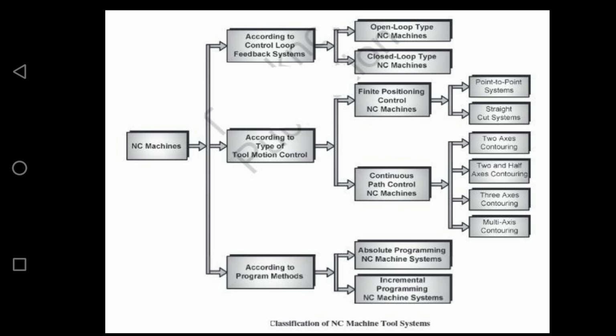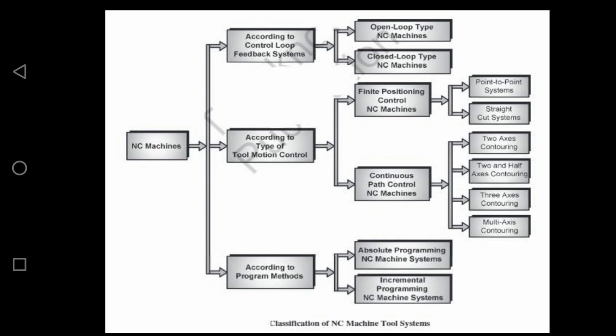The second classification is according to the type of tool motion. For the type of tool motion, we have two types. One is the finite positioning control numerically controlled machine. The second one is the continuous path control numerically controlled machine. In those, we have some different numerically controlled machines.